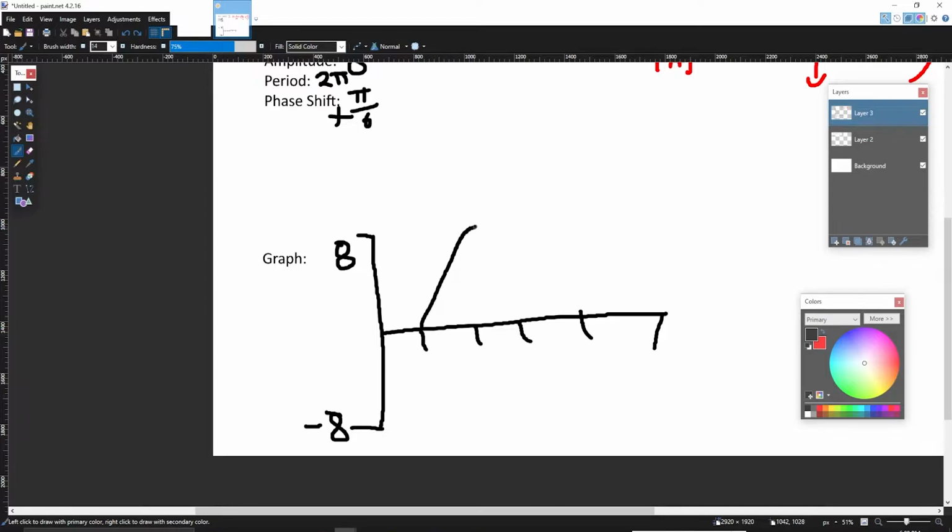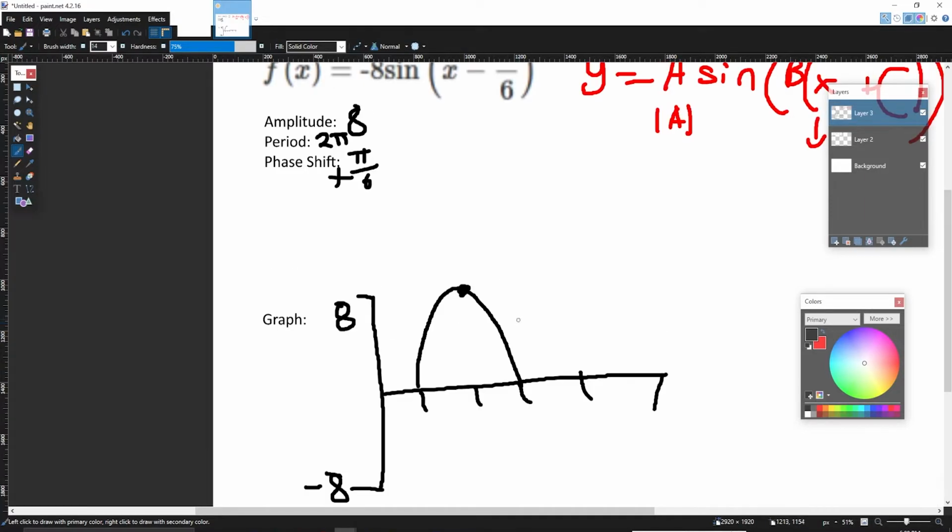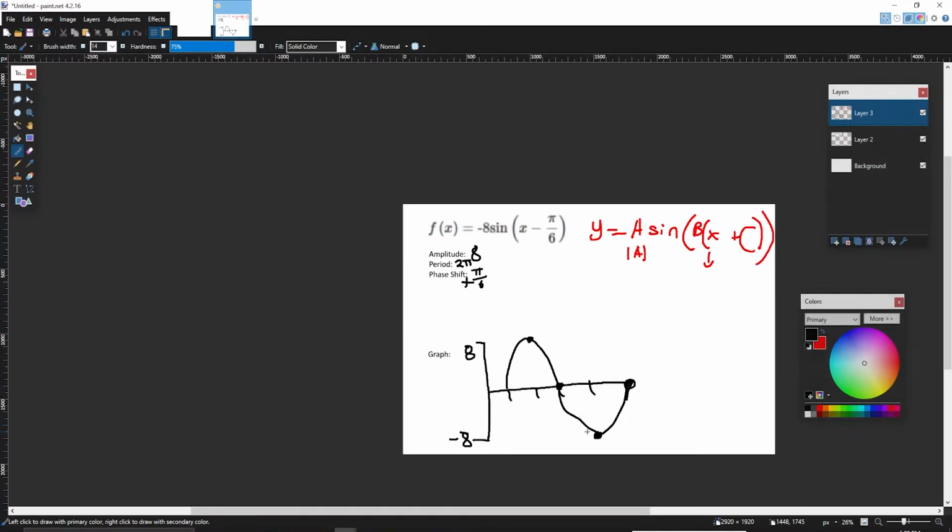It would go up to the amplitude, right? Go up to the amplitude like right here, right? Then come down, hitting this second point, right? Go all the way down to the other negative amplitude, right? And then come back up to right here, right? That's normally how the sine graph looks.